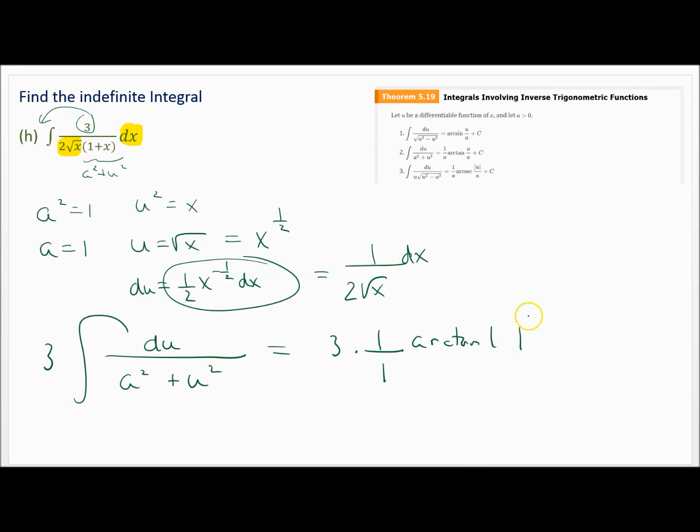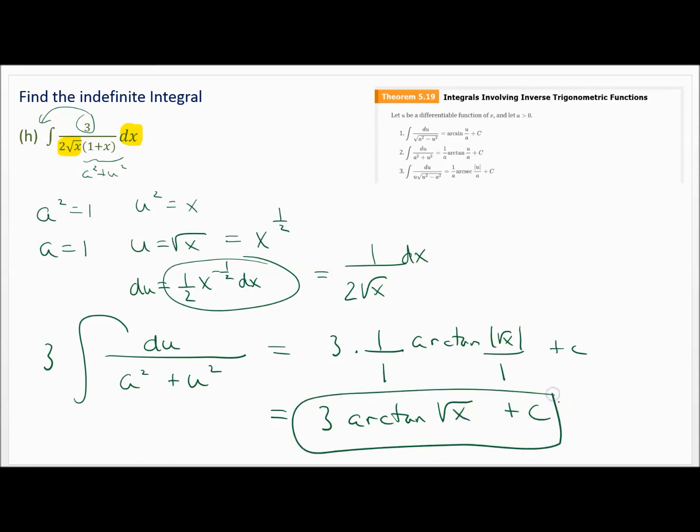My u is the square root of x, over a, which is 1, plus c. Simplified, that's just going to be 3 arctangent of the square root of x. Now, I don't have to write these absolute values around the square root of x. Why is that? Because the square root of x is always positive. Plus c. And that is my final result for my integral.